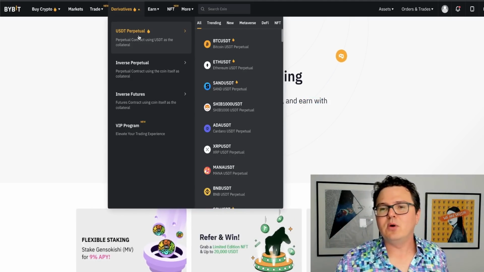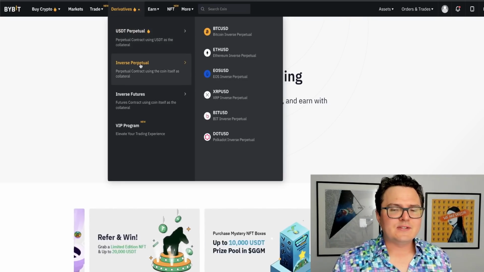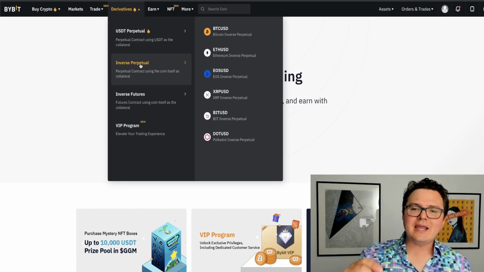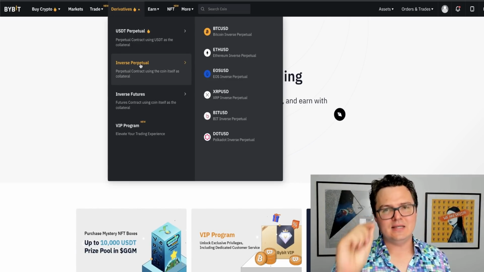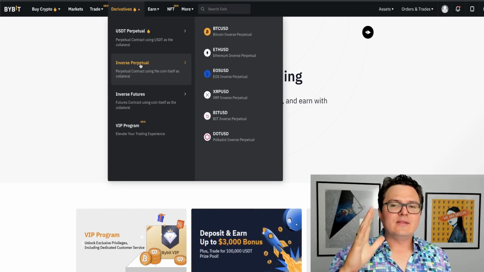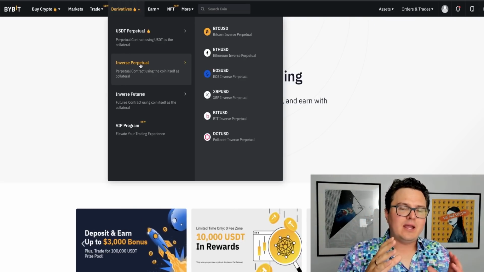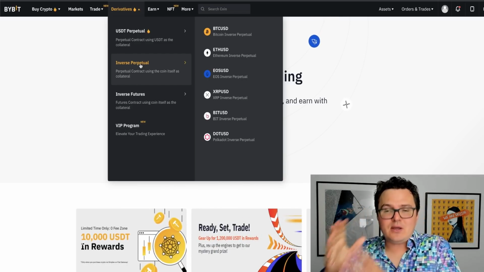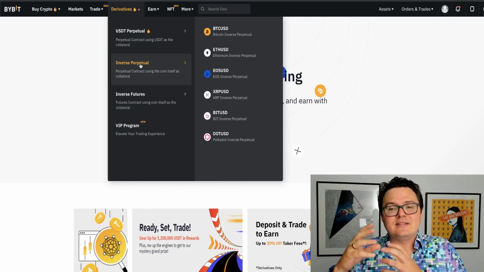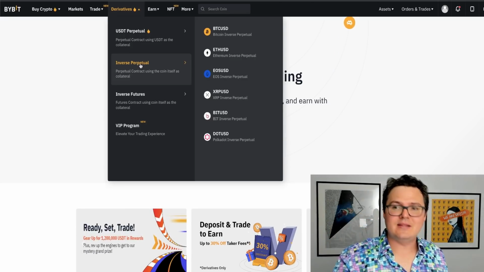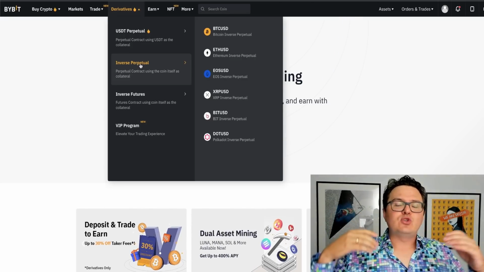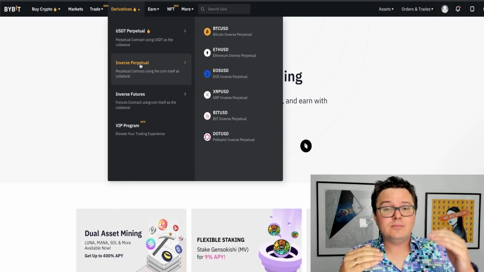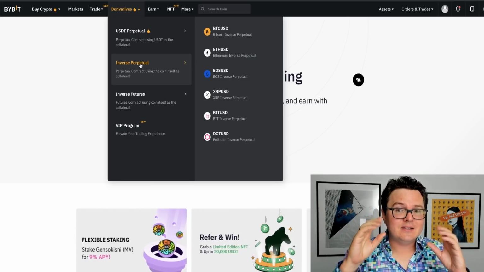And I'll show you how to do this here momentarily, but we're going to be starting off this tutorial with inverse perpetual contracts, which is where you trade using the coin as collateral itself in the contract. So you'll be trading Bitcoin based on the price that it's moving in US dollars, but using Bitcoin instead of dollars as the mechanism to trade this. Similar with Ethereum, you'll be trading on the price of Ethereum in US dollars, going up and down, but you're trading that using Ethereum.